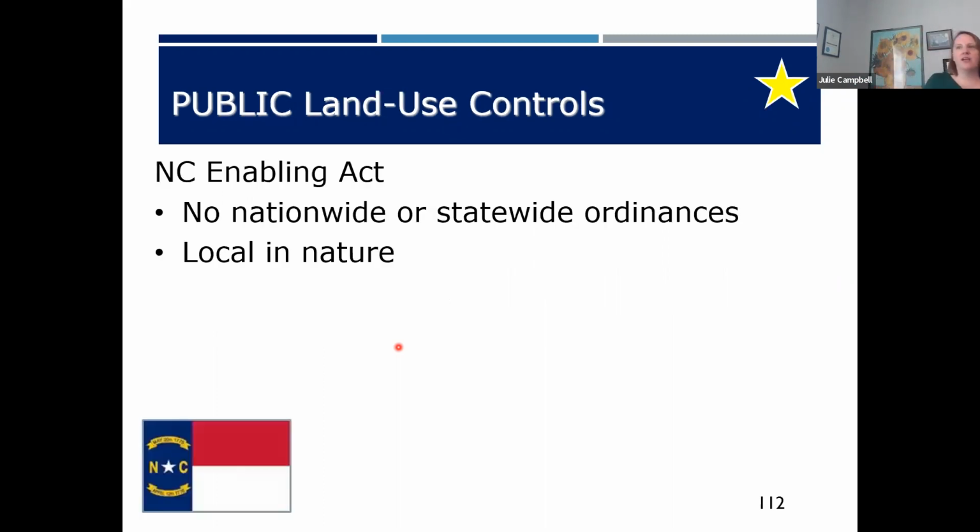In North Carolina, we have something called the North Carolina Enabling Act. What this says is that zoning is local in nature. Winston-Salem controls the zoning for Winston-Salem. There are no statewide rules. The government officials in Raleigh cannot tell Winston-Salem how to do their zoning. Winston does Winston, Raleigh does Raleigh. It's local.